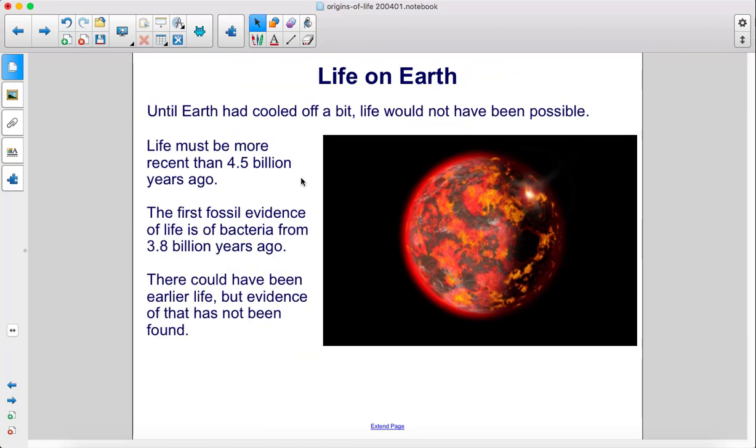Until Earth had cooled off a bit, life would not have been possible. Life must be more recent than 4.5 billion years ago. The first fossil evidence of life is of bacteria from 3.8 billion years ago. There could have been earlier life, but evidence of that has not been found.